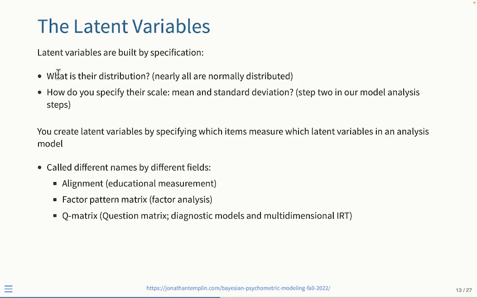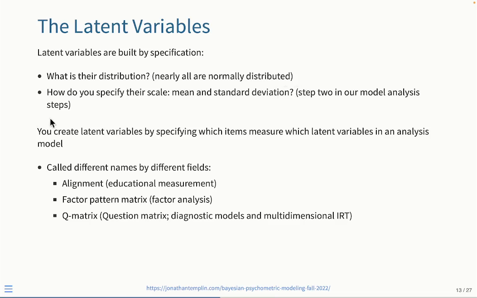But then after we specify their distribution, we also have to specify how we specify their scale, because a normal distribution is for a continuous measure. So any variable that follows a normal distribution can range anywhere on the real number line, negative infinity to positive infinity. What we need to do is determine what the mean of that latent variable is and what the standard deviation of that latent variable is. And in our steps to latent variable analyses, this would be step 2.